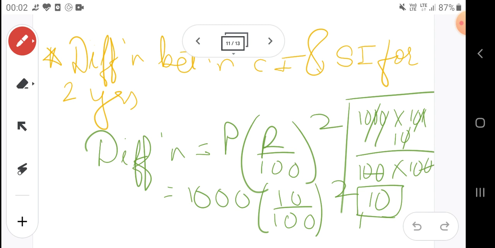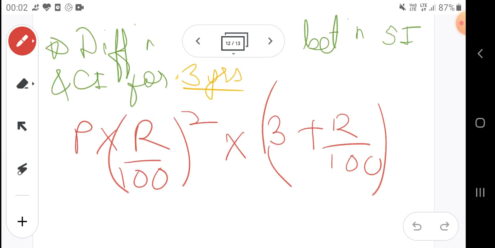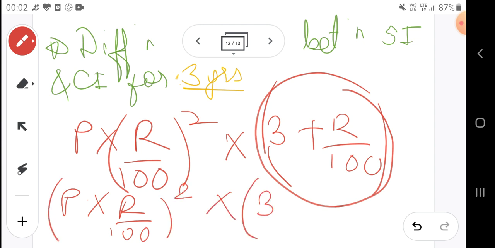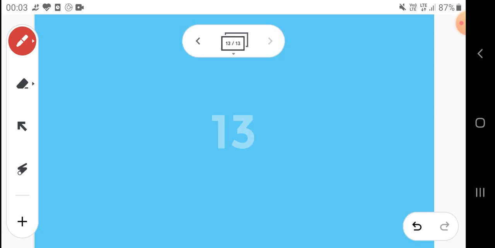Now how to find the difference between CI and SI for 2 years? The difference equals principal R upon 100 square, and if it's given for 3 years, principal R upon 100 square into 3 plus R upon 100. Very important formula: P into R upon 100 square, the same formula used for 2 years, but something is added, 3 plus R upon 100.